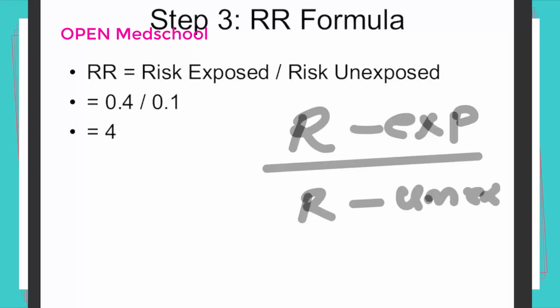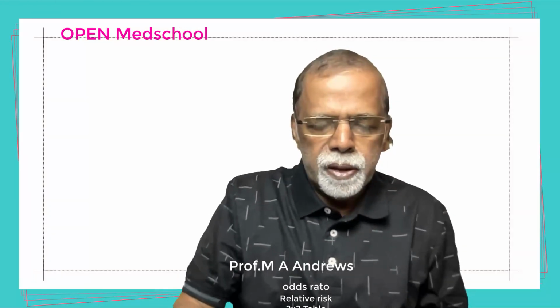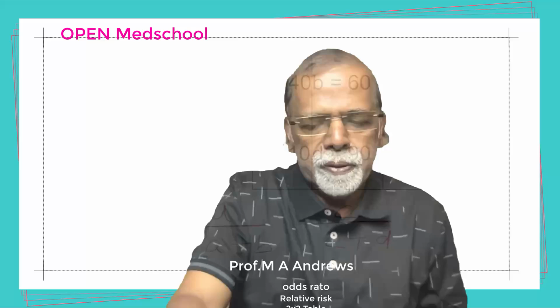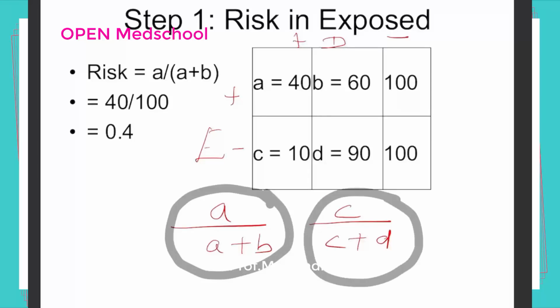So what will be? Again, we have already calculated the risk in the exposed as 0.4 and risk in the unexposed 0.1. So you divide it. Hope you understood the calculation. So we are first identifying the risk in the exposed group, risk in the unexposed group, and then you make the calculation. Divide both. Hope it is clear to you.